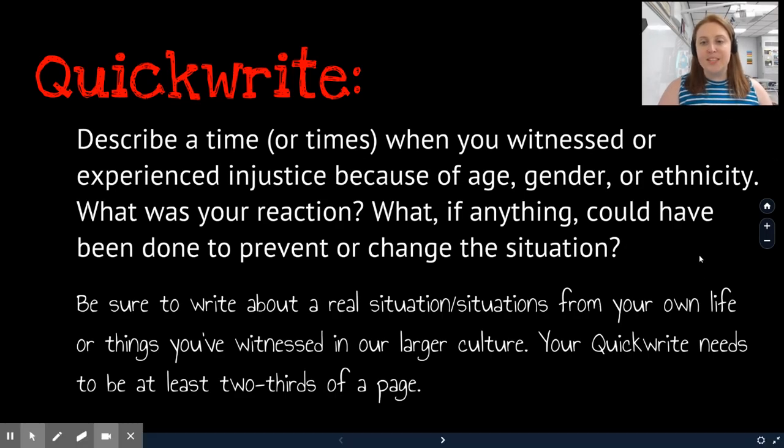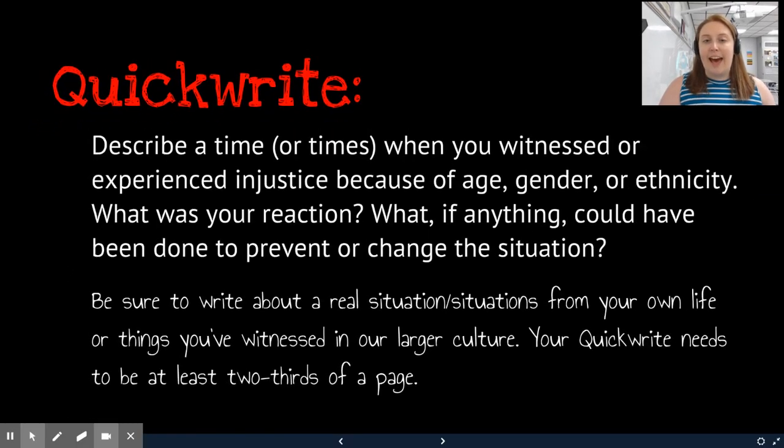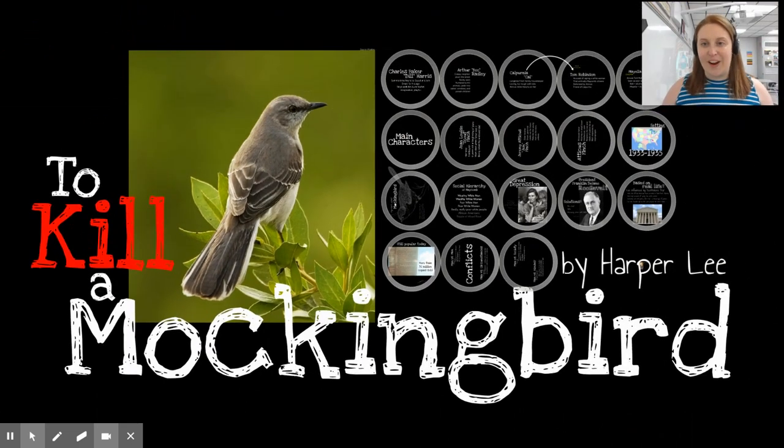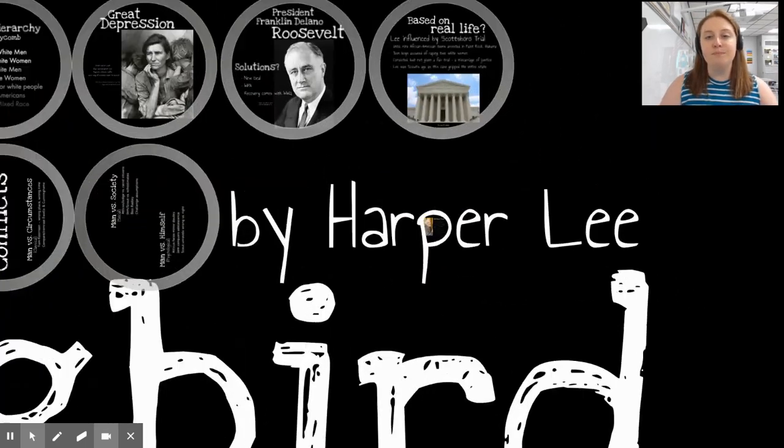All right. So let's look at the text as a whole. As I said, we are starting To Kill a Mockingbird, which no, it does not mean you are physically killing a bird. That's not what it's talking about. Harper Lee is using the mockingbird as a symbol. It's kind of a metaphor, and we'll get into that as we go through this presentation. But it's not about killing a bird. It's a bigger story than that.